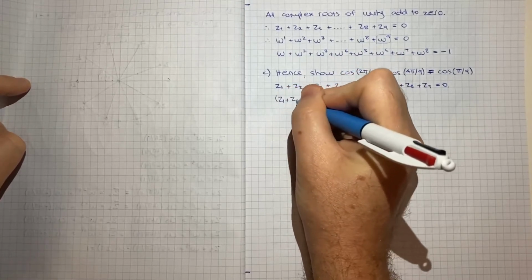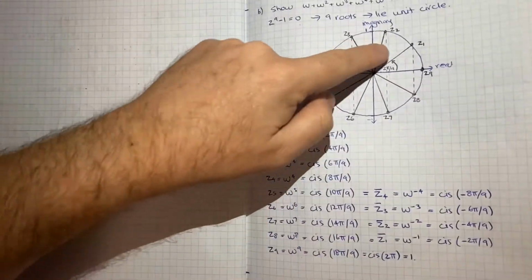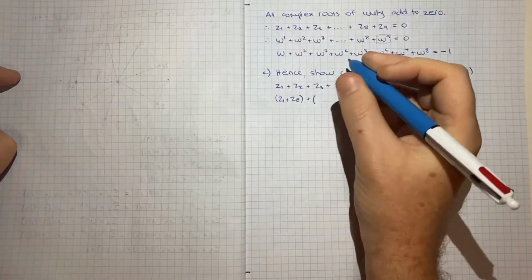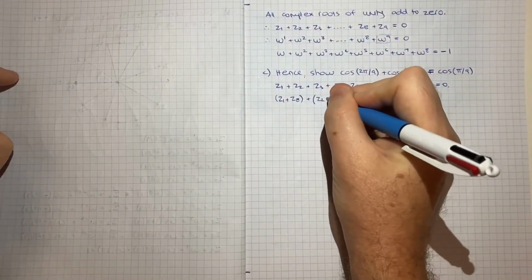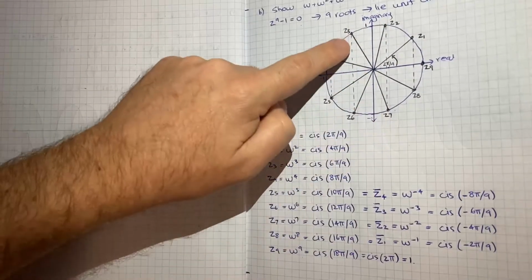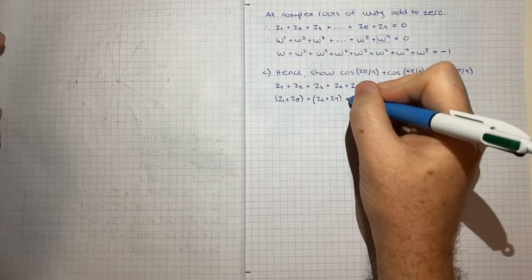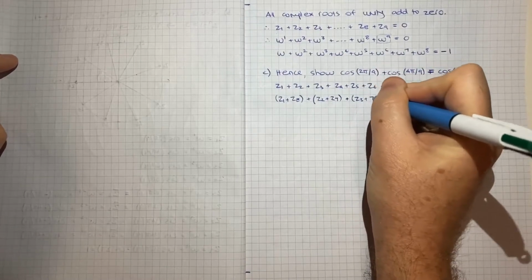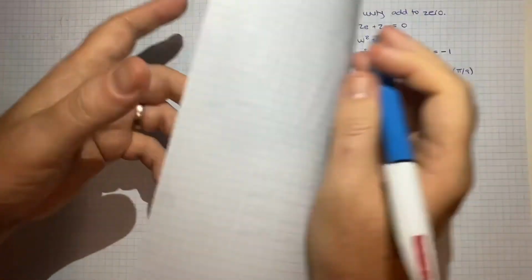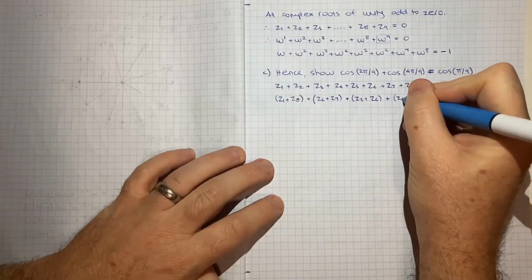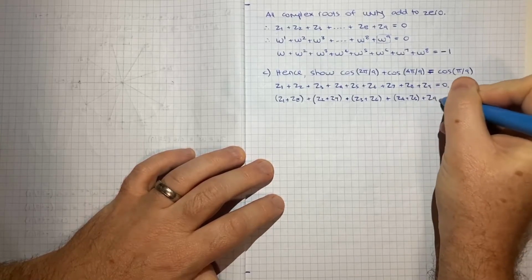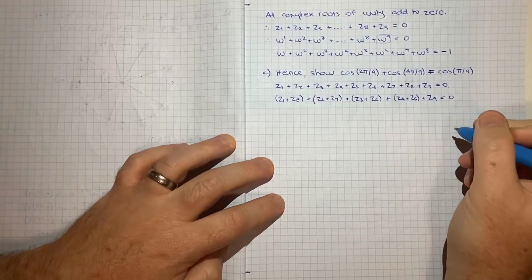So what I'll get is Z1 plus Z8, because they're conjugates. I'll get plus Z2 plus Z7, because they're conjugates. I'll get Z3 and Z6 plus Z4 and Z5, and then plus Z9 at the end. So that's all equal to 0.